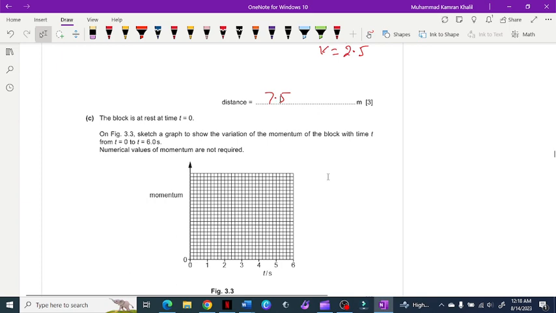On figure 3.3, sketch a graph to show the variation of the momentum of the block with time t from t equal to 0 up till t equal to 6. So the graph will be a straight line up till this. Now there is no change in the value of the force, so it will become a horizontal line.